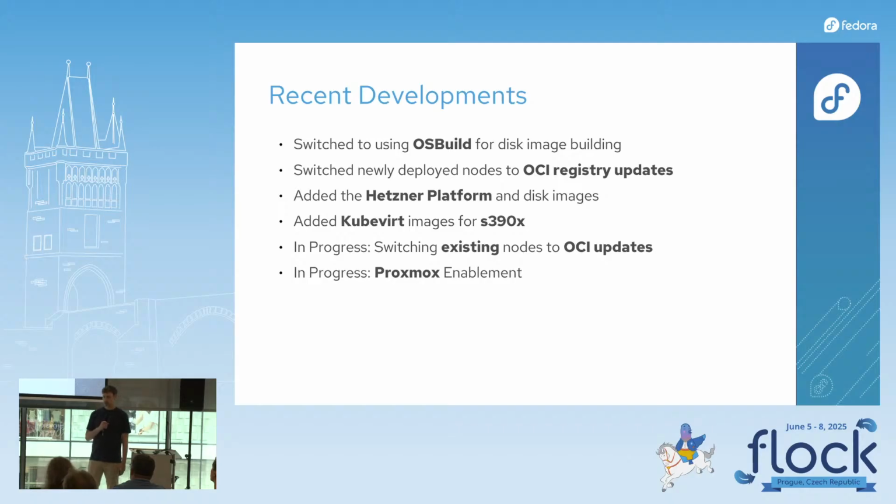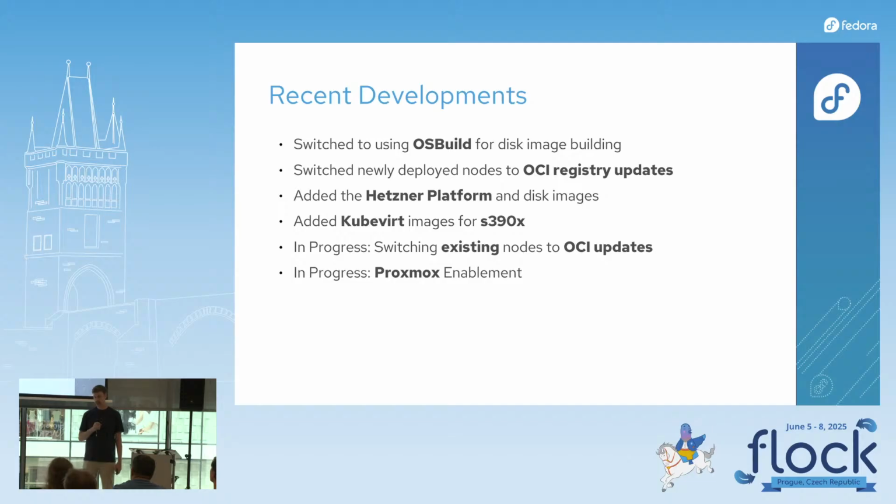We also switched newly deployed nodes, so if you were to spin up a new Fedora CoreOS node today, it uses the OCI registry for updates, whereas historically we've used an OSTree repository for updates. So we're pulling updates from the registry now. We also added the Hetzner platform, so we have disk images for Hetzner and docs on how to use those. We added KubeVirt images for s390x, whereas previously we only had them for x86-64.